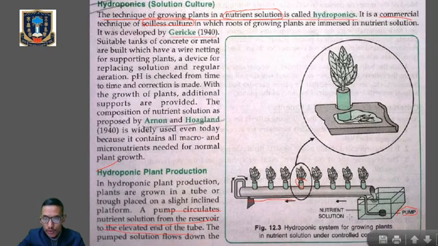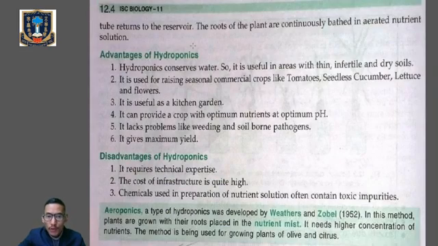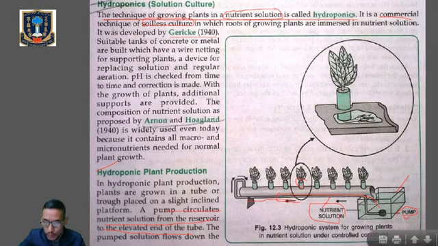Here is the reservoir, which contains the nutrient solution, and this pump is used to supply the nutrient solution from the reservoir to the tube that contains the plant. Here these are the tubes, kept in inclined positions, and we have the reservoir containing the nutrient solution, and the pump is mainly used to circulate the nutrient solution from the reservoir to the elevated point of the tube. The pumped solution flows down the tube and returns back to the reservoir. So from the reservoir, the pump circulates the nutrient solution to the tube, and from the tube the solution again comes back to the reservoir.